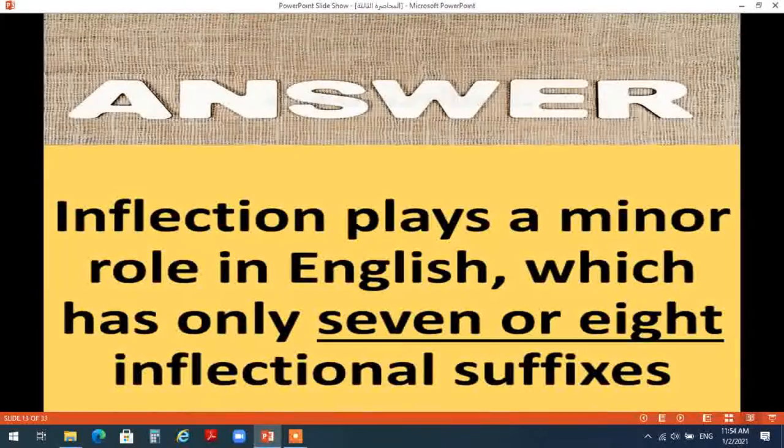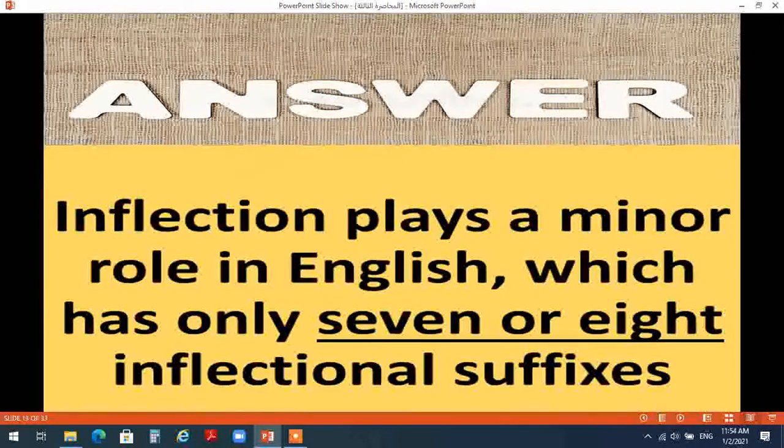The answer to this question is that inflection plays a minor role in English, which has only 7 or 8 inflectional suffixes. So we can say that since we have only 7 or 8 inflectional suffixes in English، بما أنه ما عندي فقط 7 أو 8 inflectional suffixes أو لواحق أضيفها إلى الكلمات وتؤدي وظيفة قواعدية معينة، إذن بكل بساطة ممكن أن أجزم بأنه inflection plays a minor role in English.